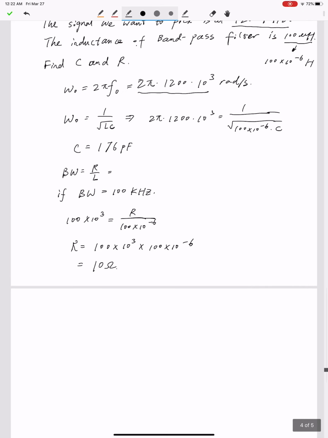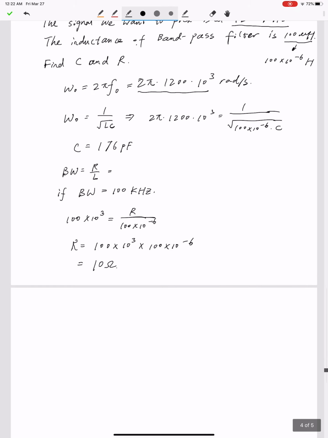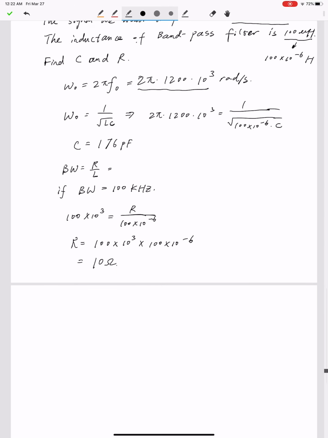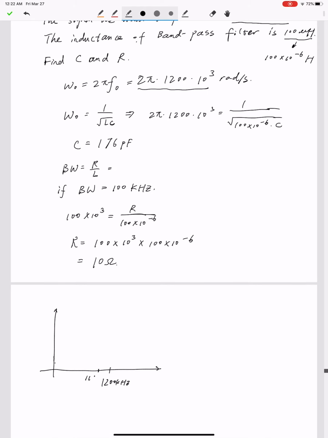And for this bandpass filter, we can do a plot, right? The central frequency we need is at 1200 kilohertz. The bandwidth is 100 kilohertz. So the low cutoff frequency is going to be 1150, and the high cutoff frequency is at 1250. The units are kilohertz.